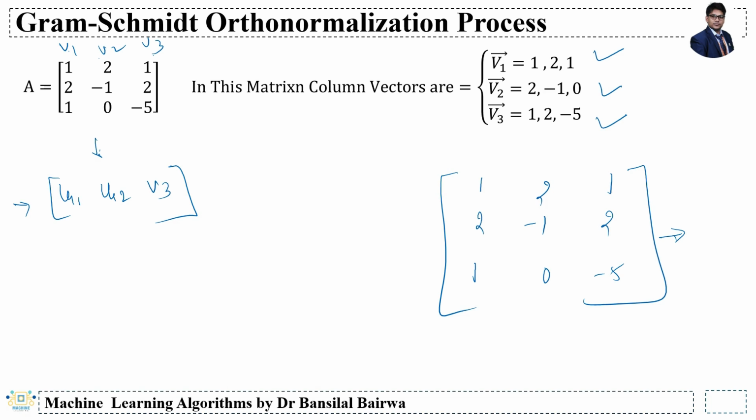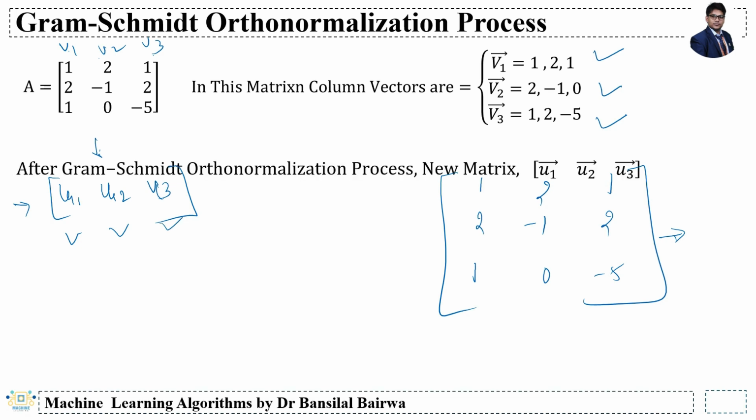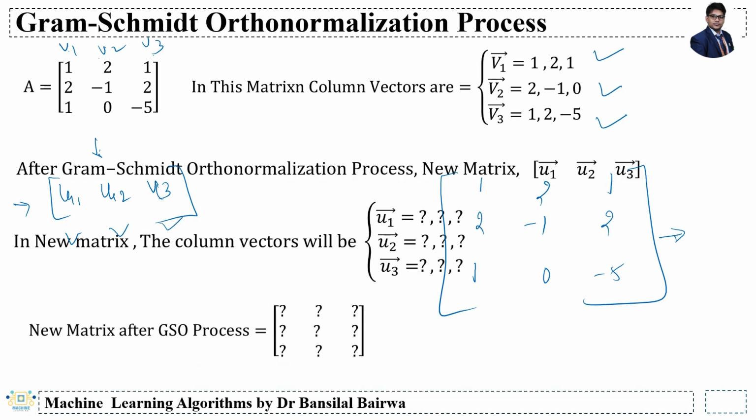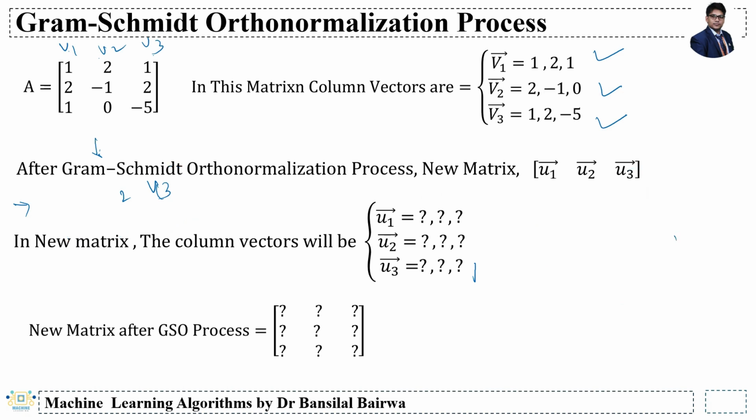So what we need to find out is u1, u2, u3. We will get the new orthonormal vectors in a new matrix, where the column vectors will be u1, u2 and u3. I kept a question mark here, which means we need to calculate it. So what is our aim? Our aim is to calculate the u1, u2, u3 vectors, that is, the column vectors of the orthonormal set.